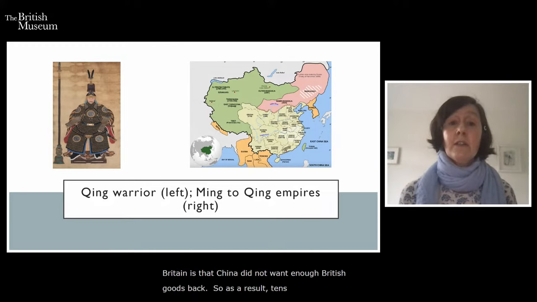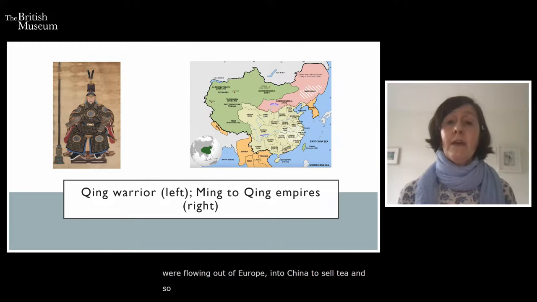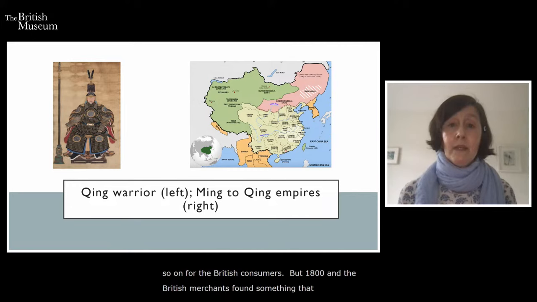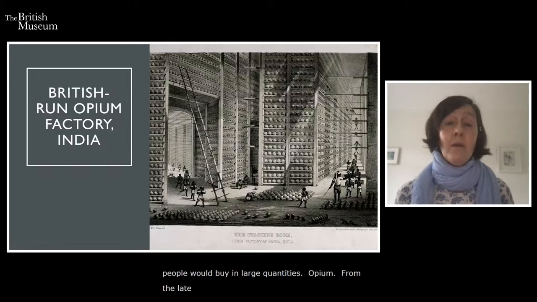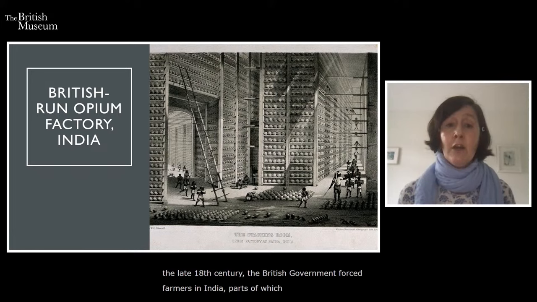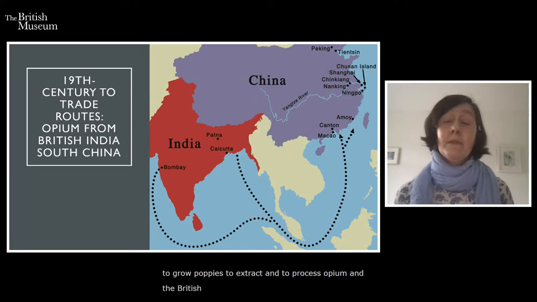But around 1800, British merchants found something that Chinese people would buy in large quantities: opium. From the late 18th century, the British government forced farmers in India, parts of which were under British control, to grow poppies. It extracted and processed opium. Then British traders shipped opium to China, where growing numbers of people started using it.